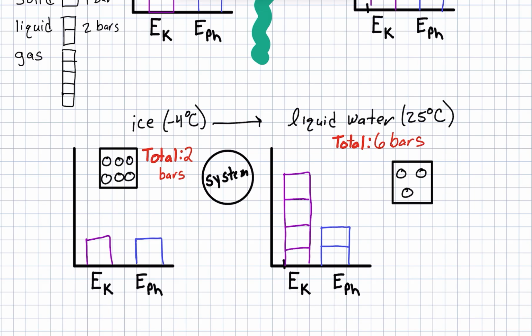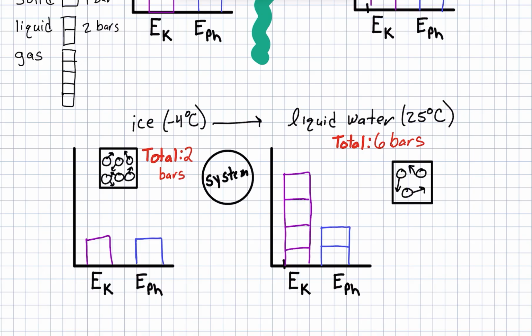When I draw my arrows, the kinetic energy is low in the ice, so I'm going to have very small arrows. However, in my liquid, it's a bit higher because I've heated up a little bit, so my arrows are going to be a bit longer. The length of them doesn't matter as long as I can clearly tell that your arrows have gotten longer.